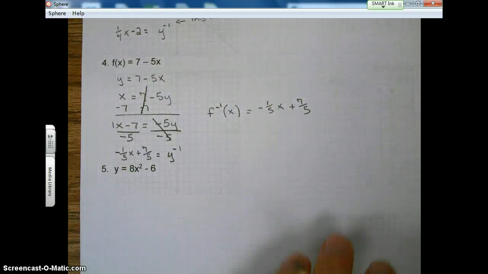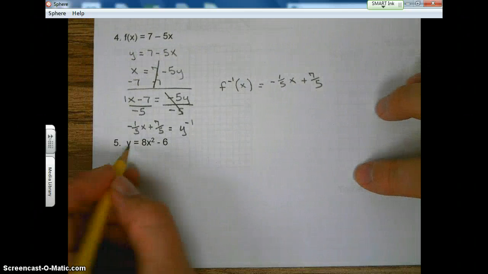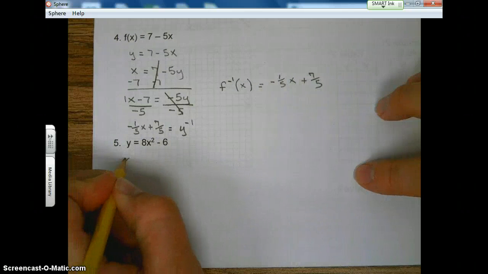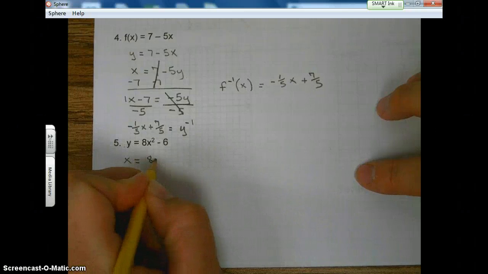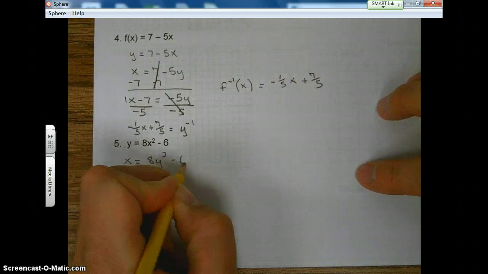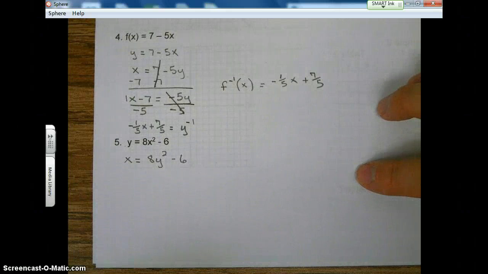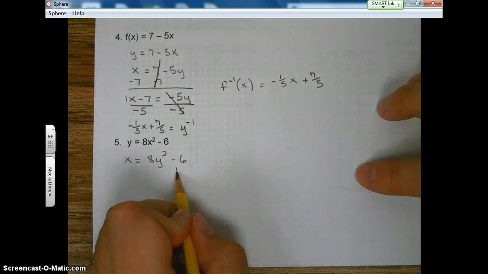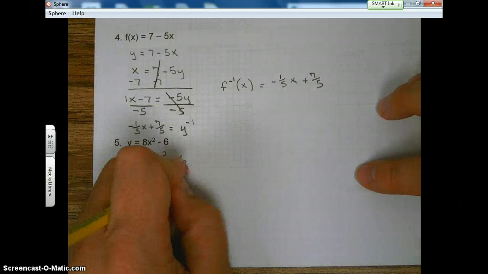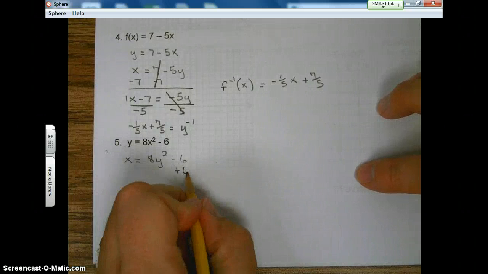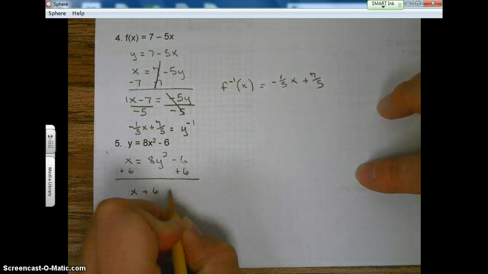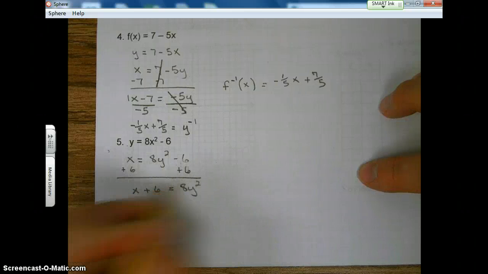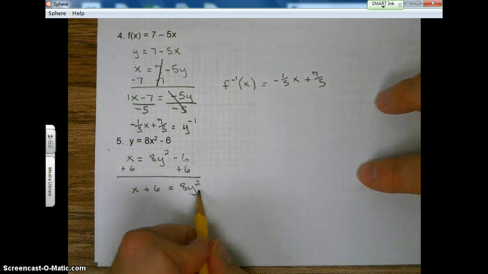Okay, let's take a look at number 5. Again, we're going to switch the x and the y. Please remember that step. Please remember, to find the inverse, we switch the x and the y. Everything else stays where it is. Okay, solving for y, we're going to go ahead and undo the minus 6 with add 6. Undo the multiply with divide.